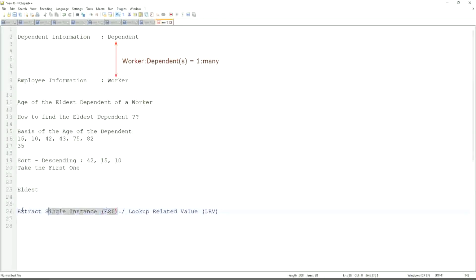The eldest dependent will be returned by the ESI, and the age of that eldest dependent will be an LRV. This will be a very, very common question. So ESI will allow you to extract the instance of an object from a related business object based on some criteria. That is what ESI is all about. And once you extract the single instance, one particular occurrence of that particular object, then you look up another value related to that using an LRV.